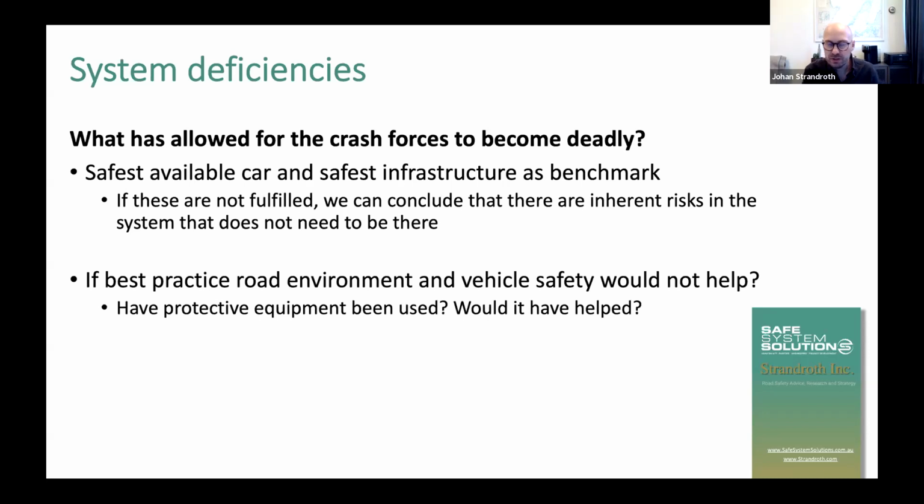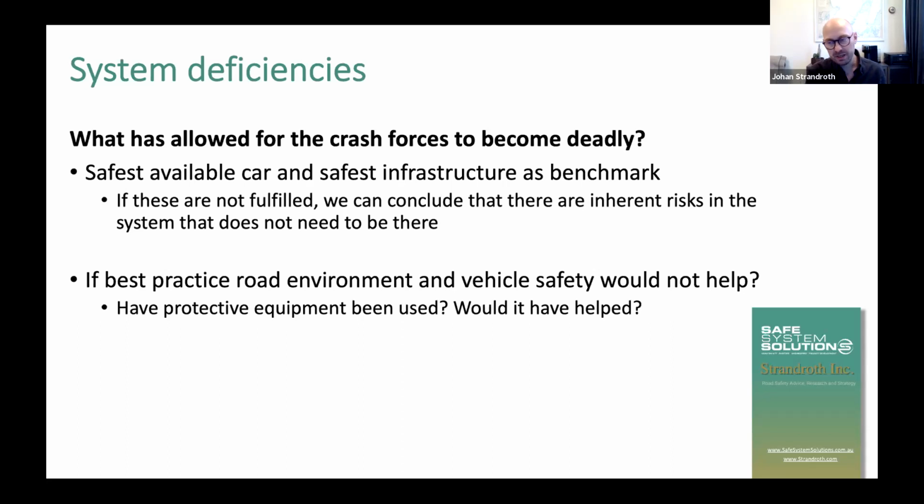Then we want to ask questions like, has protective equipment been used? Maybe you have the safest car in the safer road environment, but you haven't used your seatbelt. That's quite a common explanation for why we see 5-star cars on 5-star roads still involved in fatalities. You take the seatbelt and snap it behind your back to avoid the seatbelt reminder. Definitely a more rare thing to happen, but it happens.